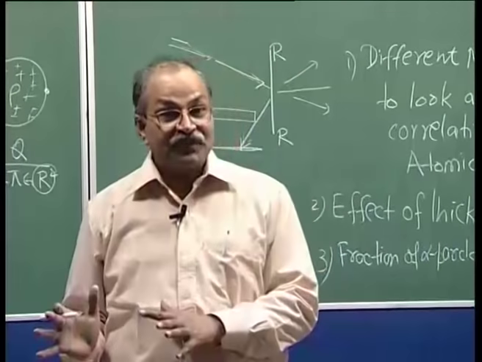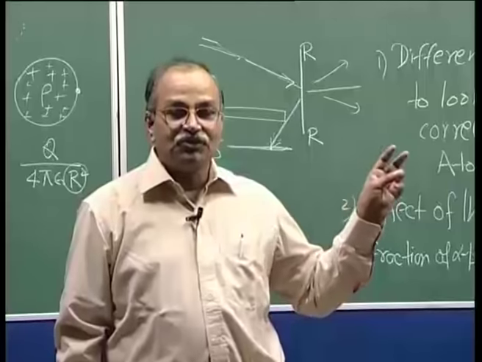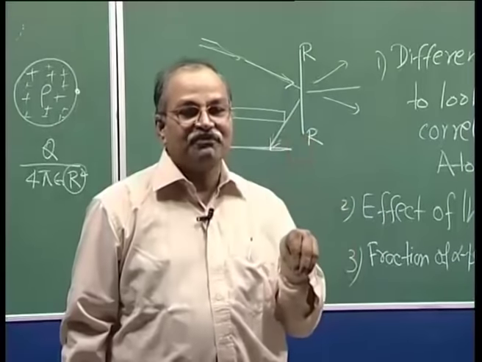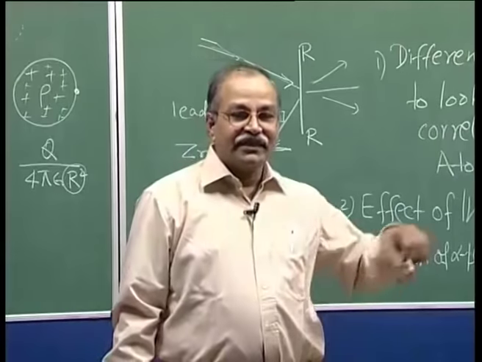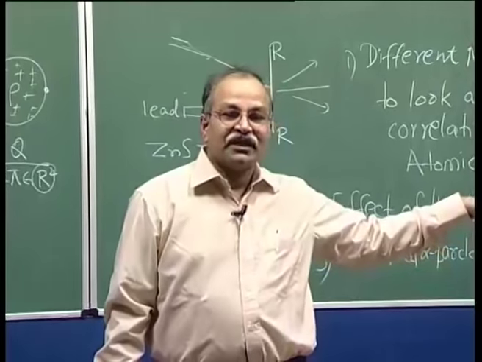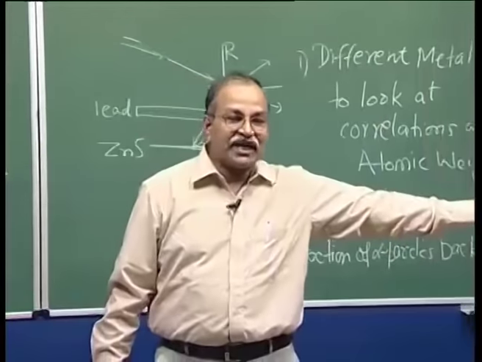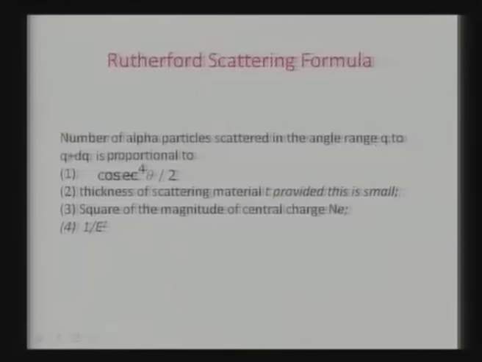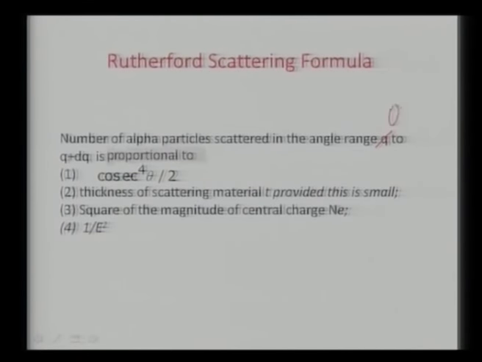scattering formula. So I am not writing the formula, but I will just show you what are the conclusions from that formula that one can obtain, and that is written in the 1911 paper. So, I will just read it from that slide once again. So, the number of alpha particles scattered in this angle, read it theta here, read it theta here, and read it d theta here. You know this, once you go into that symbol format, q becomes theta. So, this number is proportional to cosec to the power 4 theta by 2.